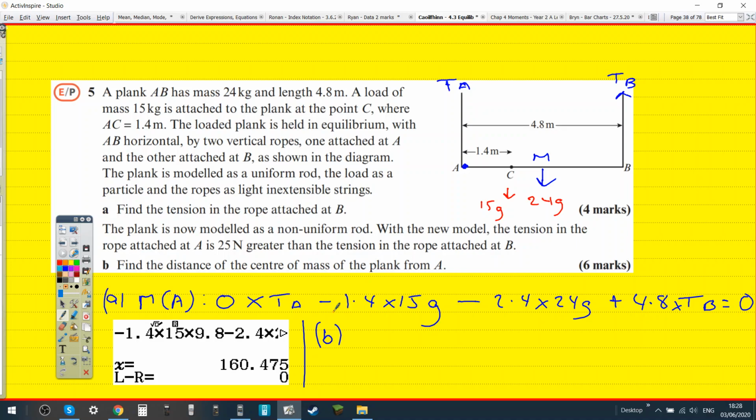So if before the tension in both of the ropes would have been equal, so they both would have been 160. But now A is 25 newtons greater. My guess is no. My guess is the tension in A was originally greater.